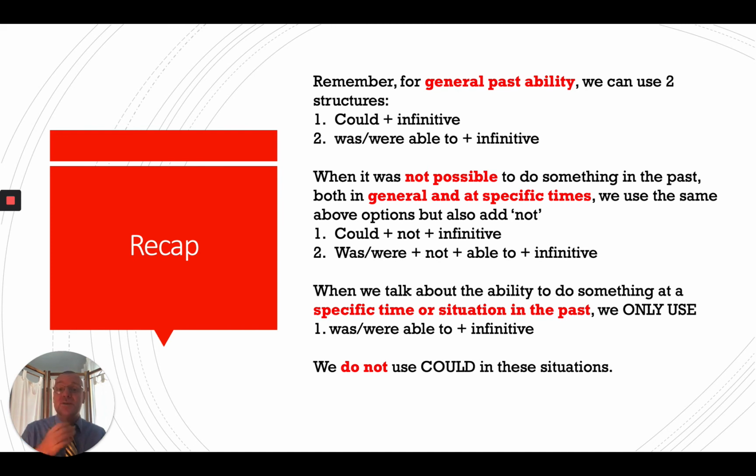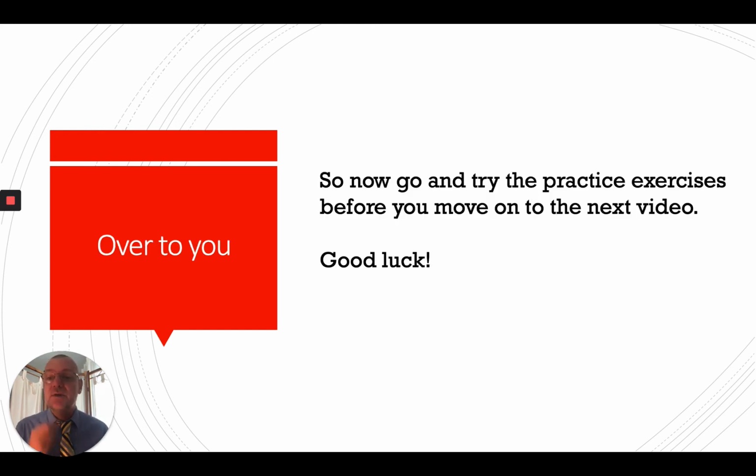So let's have a recap. Look, so remember, for general past ability, you can use 2 structures. You can use could plus the infinitive, or was, were able to with the infinitive. When it wasn't possible to do something in the past, so the negative, again, we can use could not plus infinitive, or was, were not able to with infinitive. But when we're talking about the ability to do something at a specific time or situation in the past, we're talking about a specific situation. We only use was, were able to with the infinitive. We don't use could in these situations.